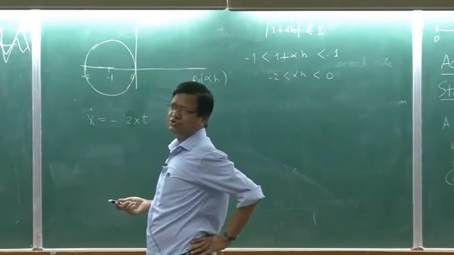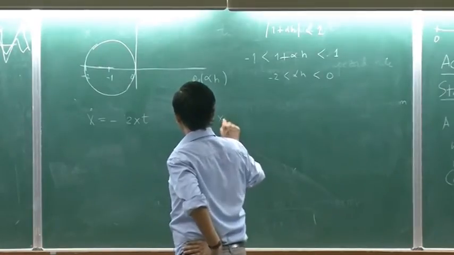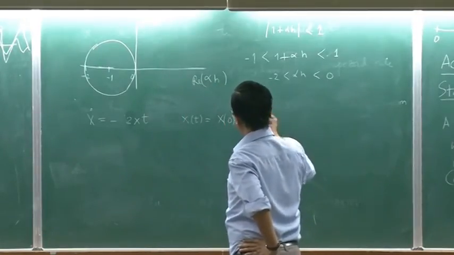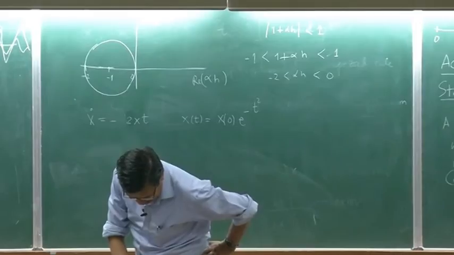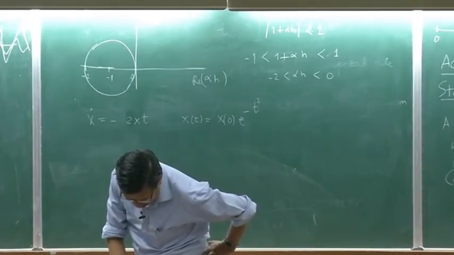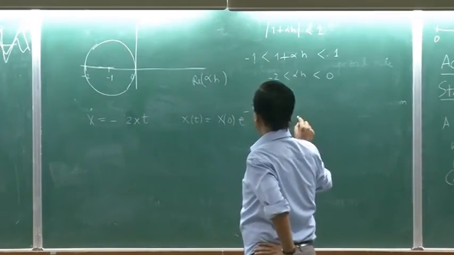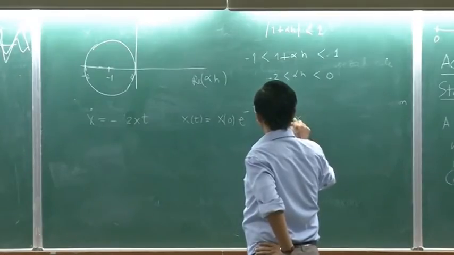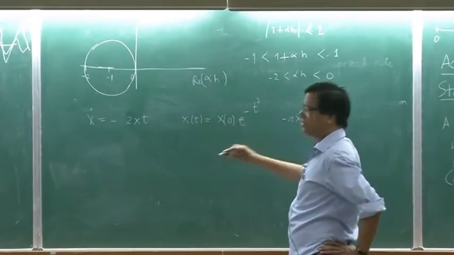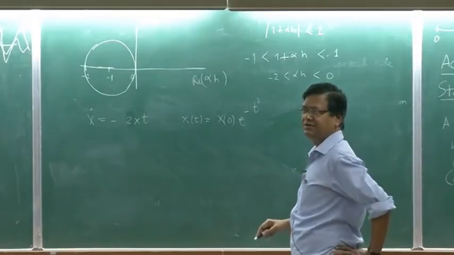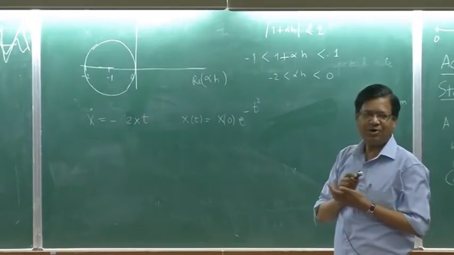Now, this equation has an exact solution. x(t), I will not derive it, but x0 times e to the minus t squared. If I just substitute, just verify this, it is going to be x0 minus 2t exponential minus t squared, which is the same as that. So, this is the exact solution. Now, is the system stable or unstable? How do I verify?